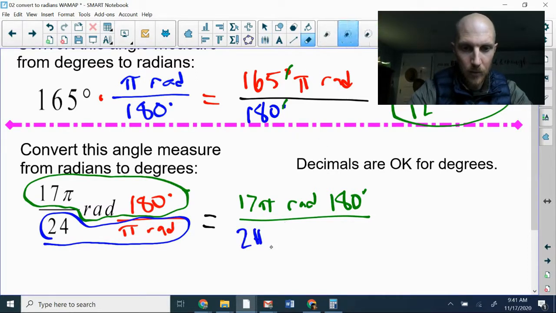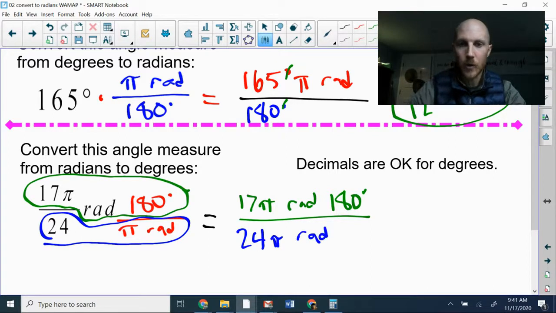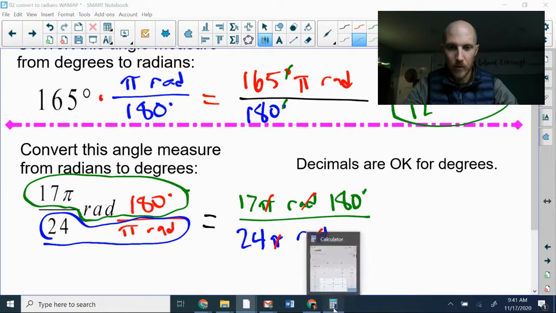Oh, yikes. What happened to that 4? My bad. 24 pi radians. All right. So I have some things I can cancel. Pi and pi are going to cancel. Radians and radians are going to cancel. And now all I'm left with are some numbers and the degree symbol. So 17 multiplied by 180 degrees, and then divide by 24. My final answer is going to be in degrees. Let's find out.